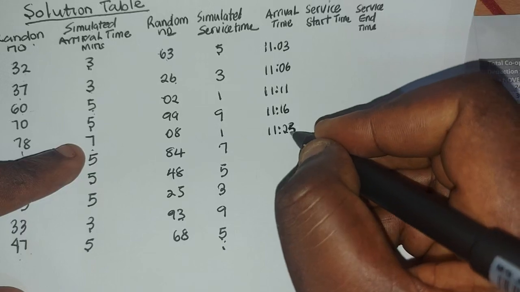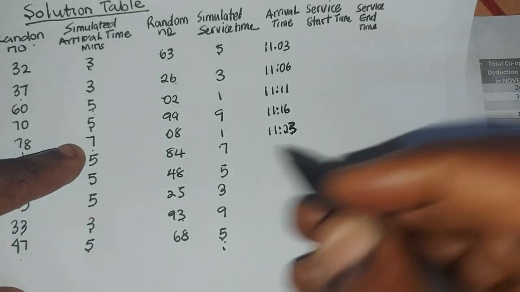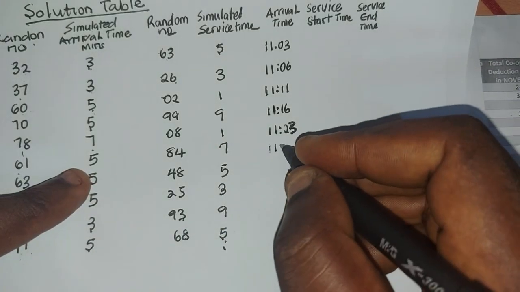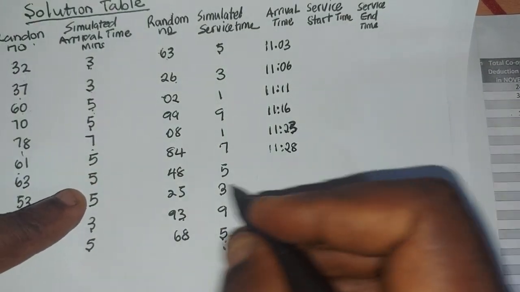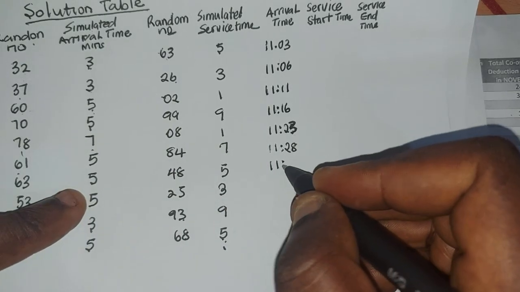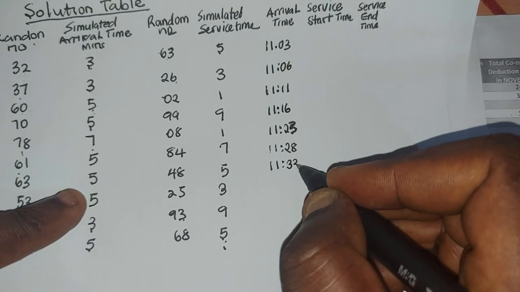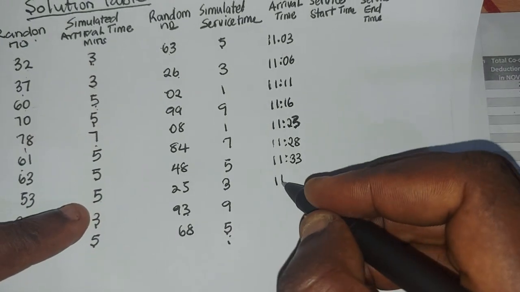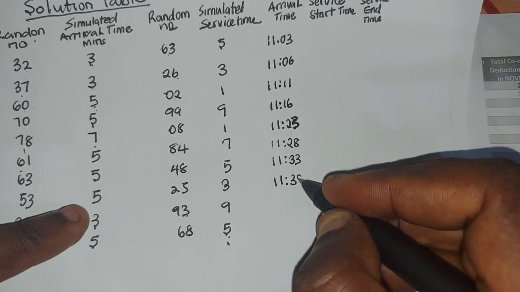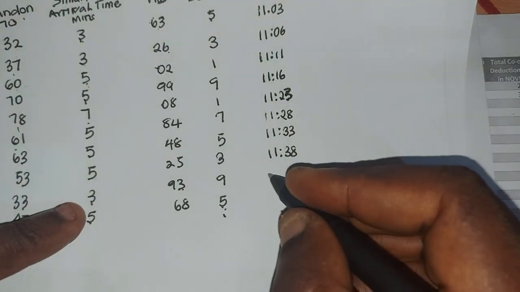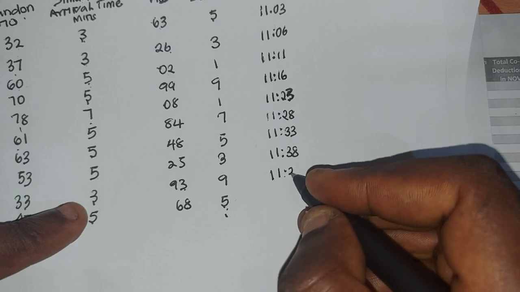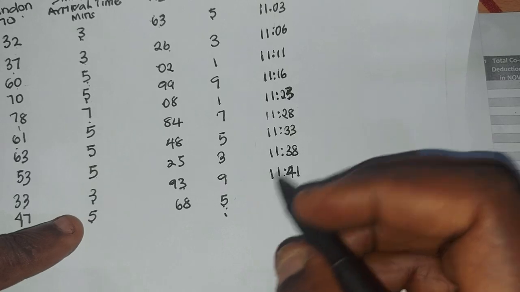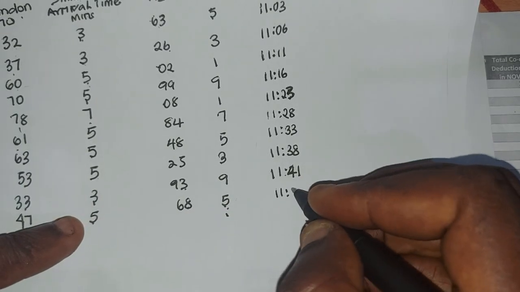11:23 rather, sorry for that. 11:23. If the next customer arrives, which is 5, that is 11:28. If the next customer arrives, we have 5 plus this, we have 33. Okay. If the next customer arrives 5 minutes after, it must have arrived 11:38. The next customer would have arrived 11:41, and the last customer will arrive 11:46.